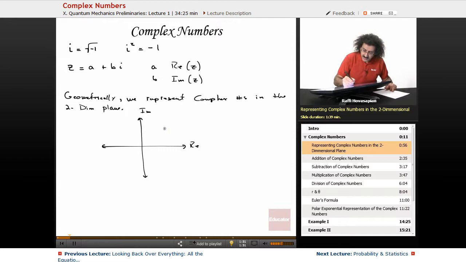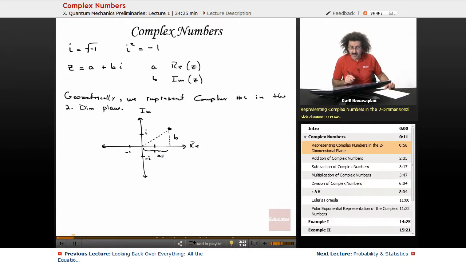So let's mark off a couple of points here. 1, this is -1, and on the imaginary axis, this becomes positive i, and this becomes negative i. So if I have some complex number like that, this is going to be the b, this height, and then this part right here, that's going to be the a. That's it. Nice and simple.